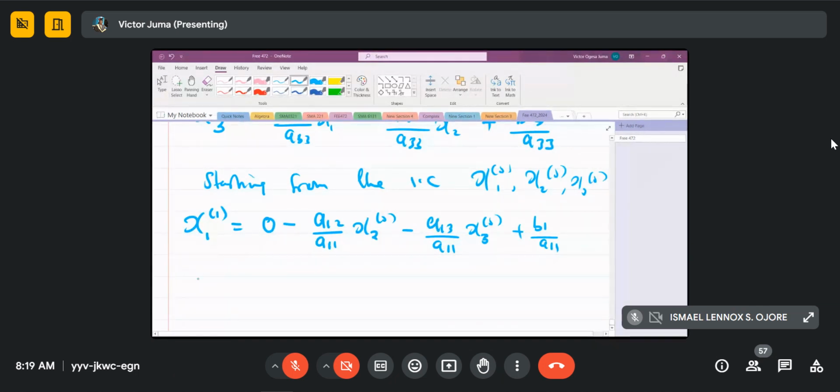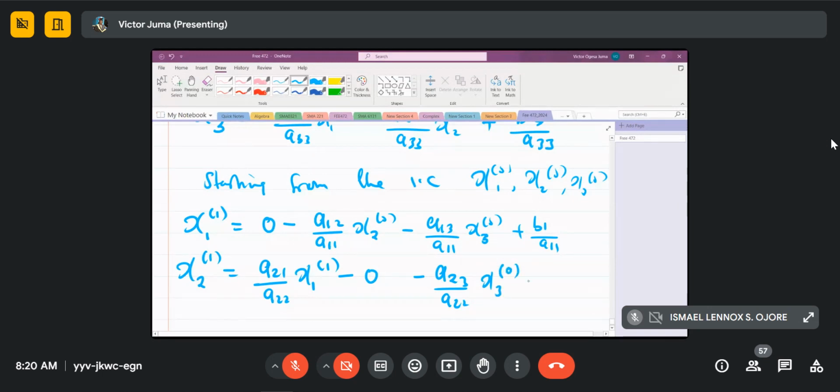So now our x2(1) will be minus a21 over a22 times x1. Remember, for x1 we already have this new value, which we got from the first equation, so I will use this x1. Then minus 0, and then minus a23 over a22 times x3. For x3, I don't have the latest value, so I still have just the initial value. Then plus b2 over a22.